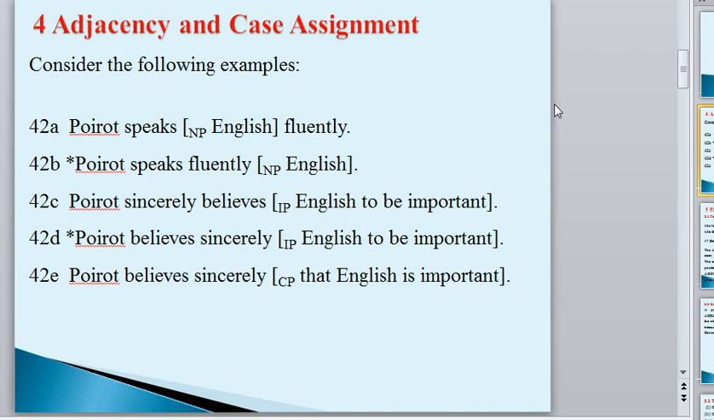Again, in this session we talked about the structural case system and inherent case system and the conditions in these two kinds of systems. We talked about exceptional case marking, we talked about small clauses, and at last we talked about the adjacency condition in case assigning.